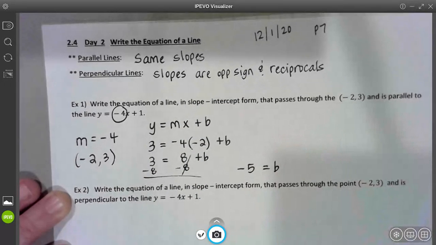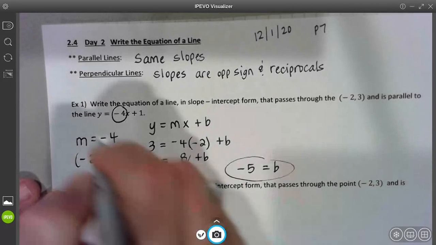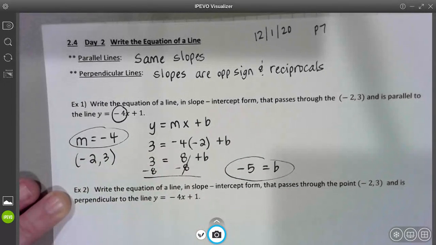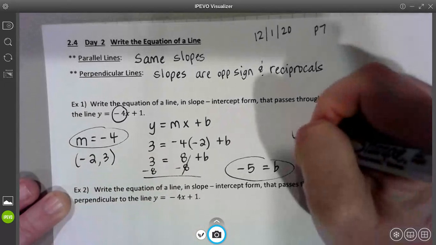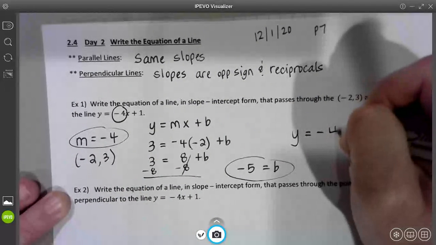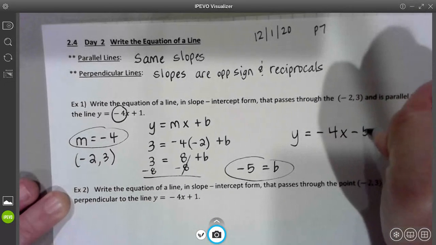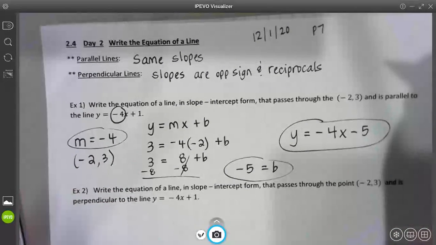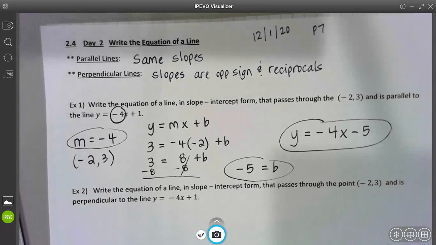So now we have all the information that we need. We have our y-intercept. We have our slope. Plug them in for m and b, and you got yourselves your equation. Okay? So again, the only reason they're giving you this other equation is so that you can either use his slope if our line is meant to be parallel to it, or you can use his slope as the opposite sign and the reciprocal if our line is meant to be perpendicular to it, okay?